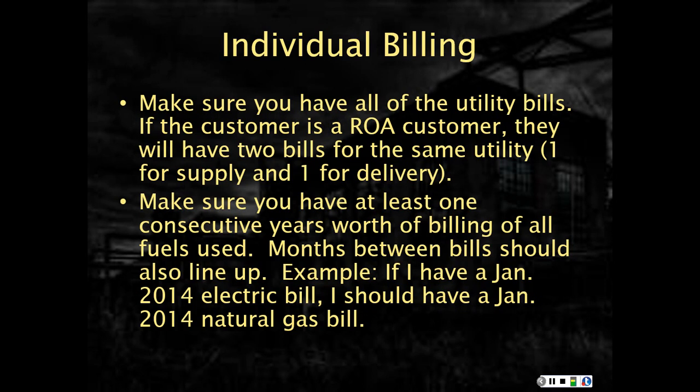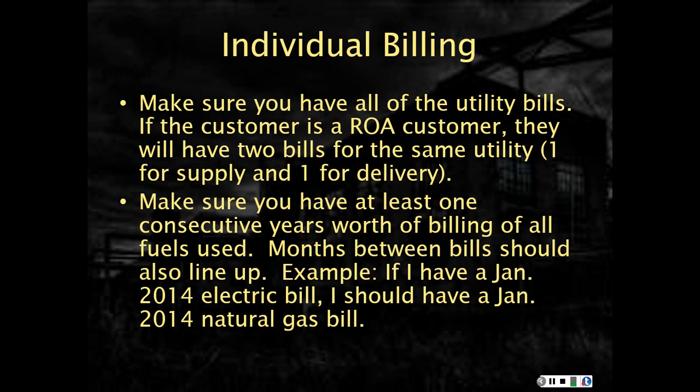Make sure you have at least 1 consecutive year's worth of billing of all fuels used. It doesn't matter when the year starts as long as you have 12 consecutive months. But it's also important to realize that the months between the bills should line up. So, for example, if I have a January 2014 electric bill and I go all the way through December of 2014, then I better have the same January 2014 through December 2014 of natural gas. So I need to have the months line up.